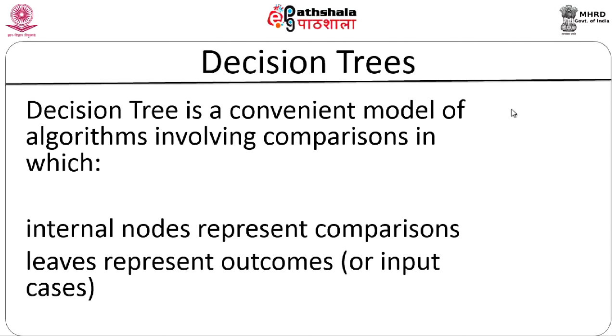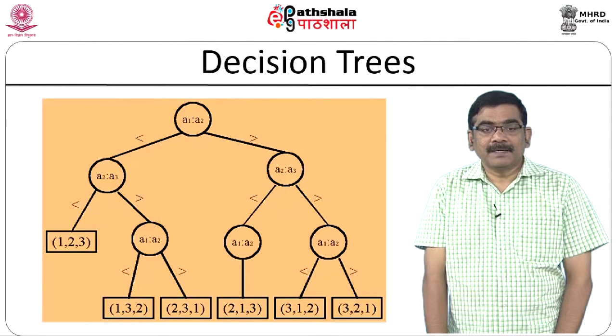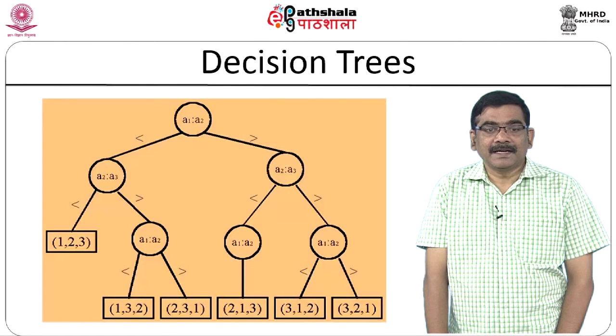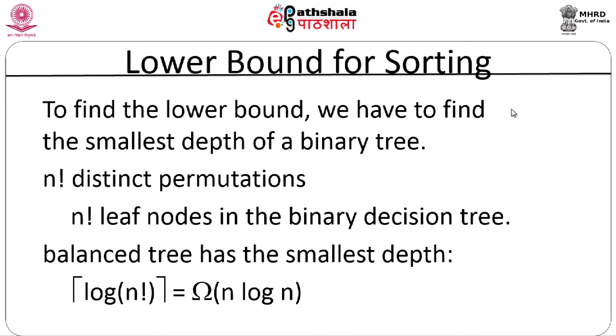The decision tree is a convenient model where internal nodes represent the comparisons and leaves represent the outcomes. For example, if I have 3 elements, then I can have a decision tree like this, where you can see that the numbers are compared. Based on that, we can generate this decision tree. Once we have a decision tree, we can easily find the lower bound.